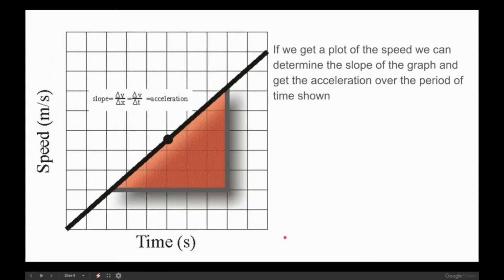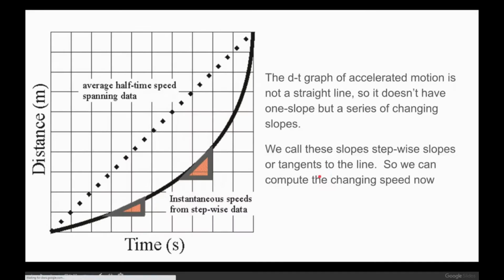To get the acceleration off the graph, you can simply take its slope. Delta y over delta x is simply v over t. And you just get the slope of the speed time graph. The distance time graph has now got a problem.